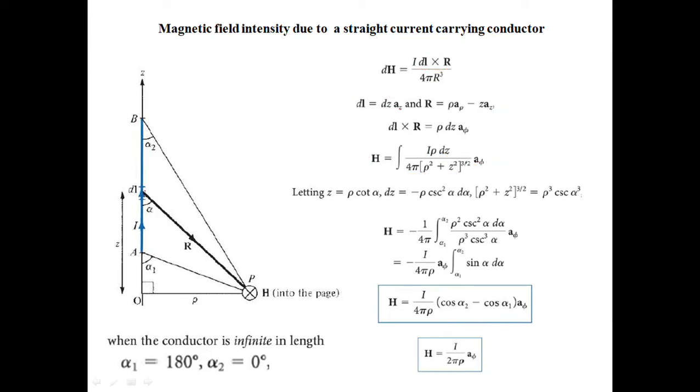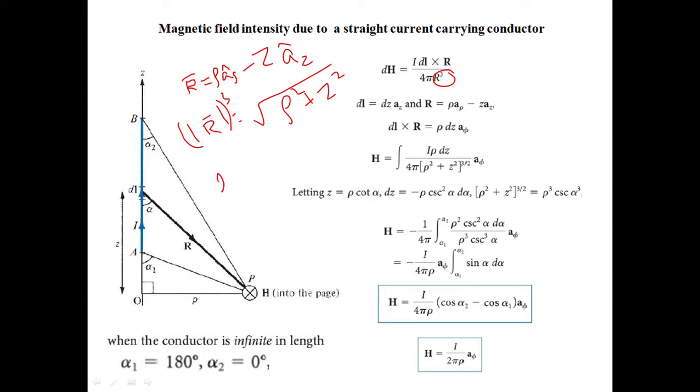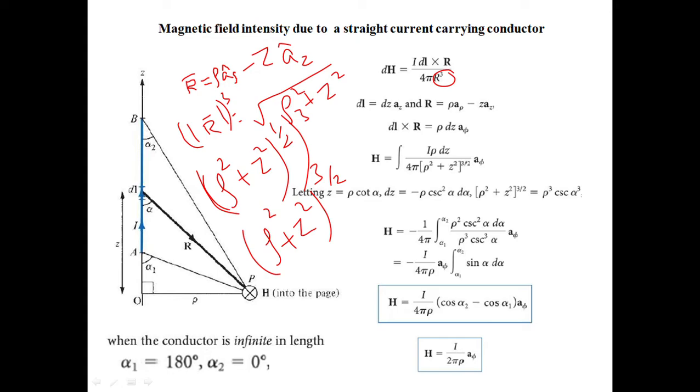Now we know that the r vector we got is rho a_rho cap minus z a_z cap, right? So what will be the magnitude of r? It will be root of rho square plus z square. Now here we have r cube, right? So if I want to find the cube of this, it will be rho square plus z square whole power half, into power cube. So it will become rho square plus z square to the power 3 by 2. So that is what is written here.